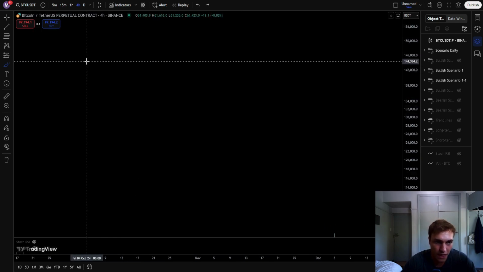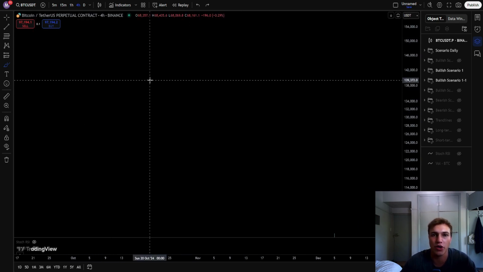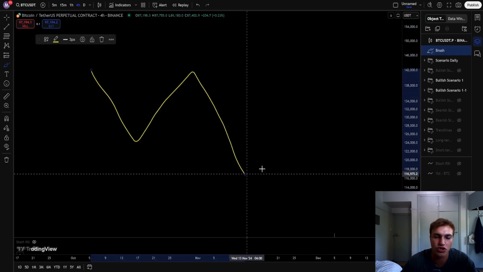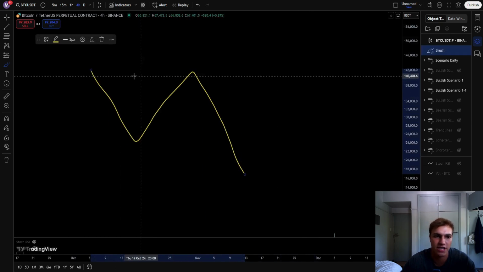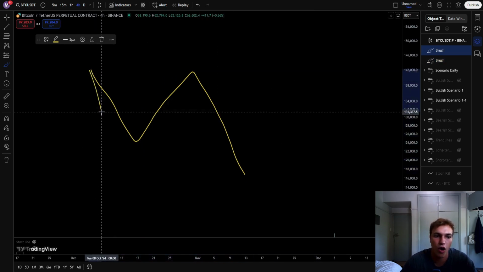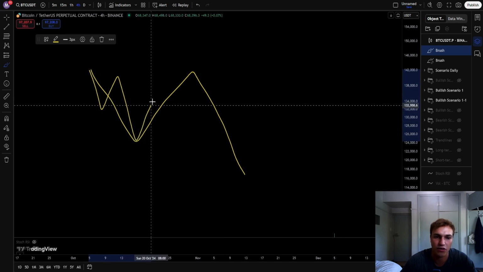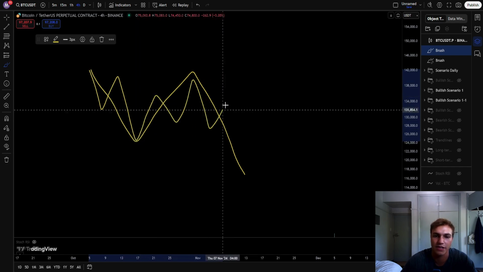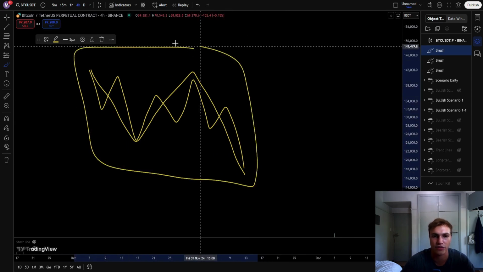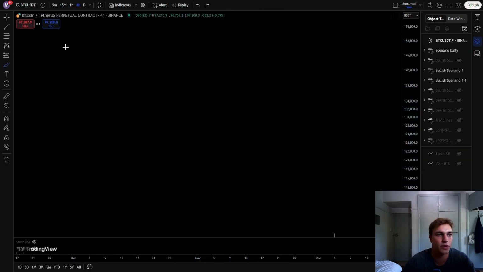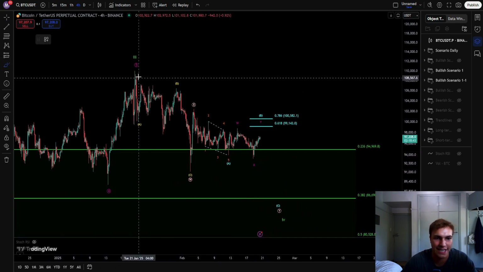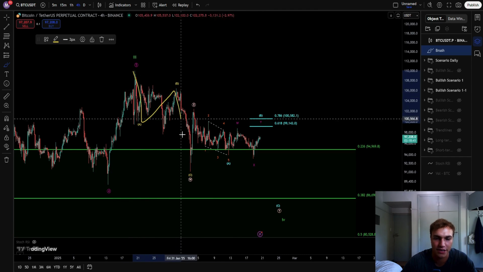But if we look at a WXY, a bit of a complex structure, a WXY also looks very similar to an ABC, except the sub-degrees of the WXY are ABCs themselves. ABC, ABC, ABC. This would be the entire corrective structure. So on the chart at the moment, we are looking at one of those. A 3-wave structure in W and A, B, C.